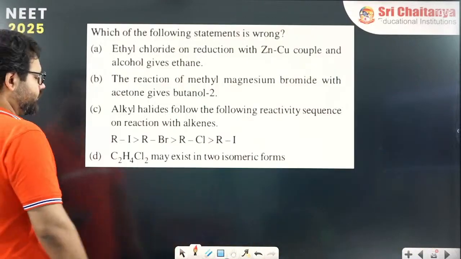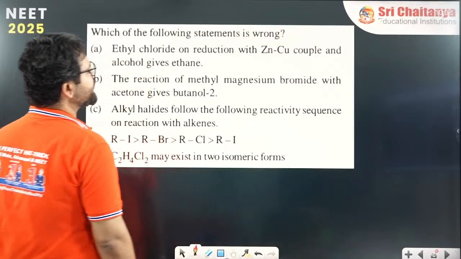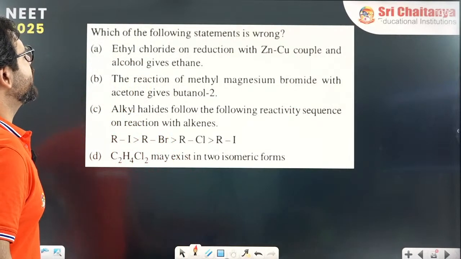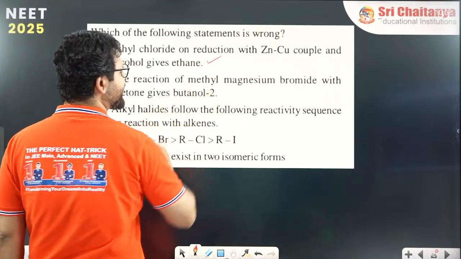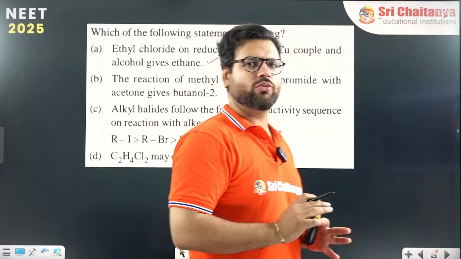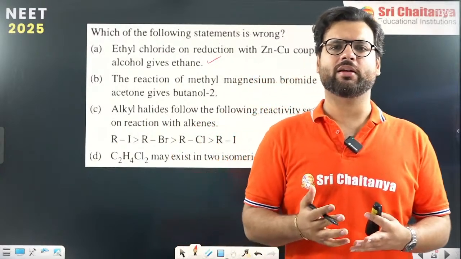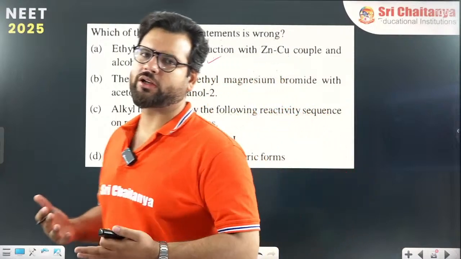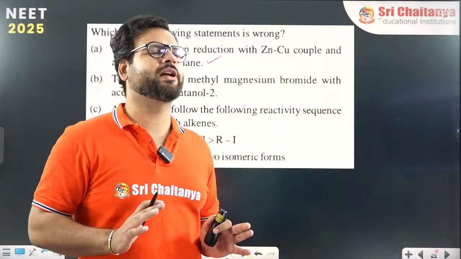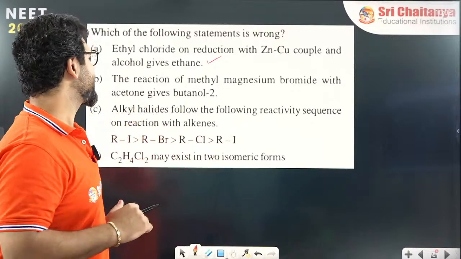Next one. Which statement is wrong? Ethyl chloride on reduction with zinc-copper couple in alcohol gives ethane. That is a correct statement. Just like you do reduction with zinc HCl or zinc acetic acid, you can also use zinc-copper couple with ethanol. This is also a reducing agent which will reduce alkyl halides to alkanes.